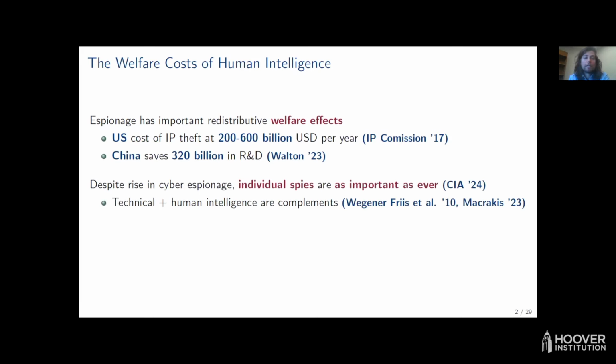The second part of our motivation is that despite the rise in cyber espionage and other forms of technical espionage over the last years, individual spies, the factor of human intelligence, remain as important as ever, as was recently confirmed by the CIA in an interview. And the reason for that is that, to put it in economic language, technical and human intelligence espionage seem to be complements. As you gather more information, more data, it's even more important to have individual spies who infiltrate a different country to identify which information is important and how to get it.